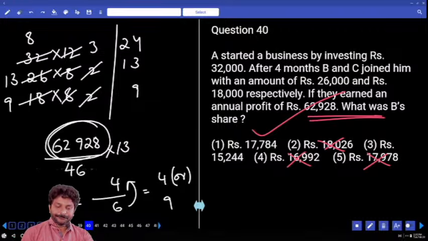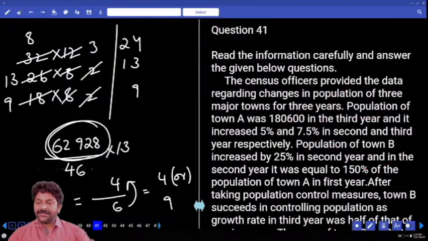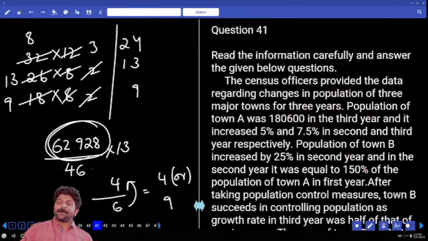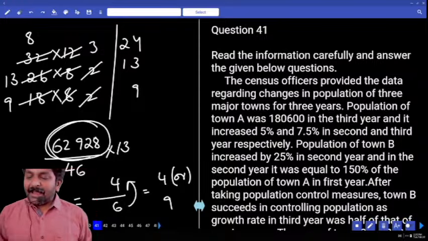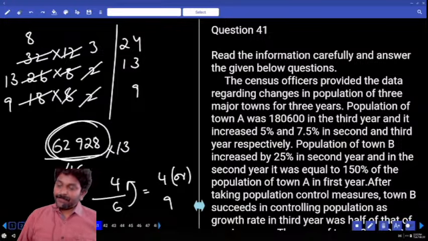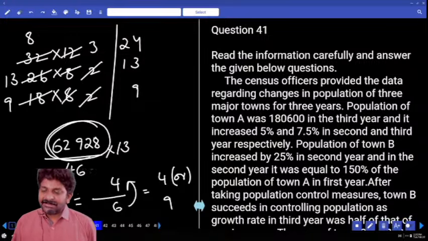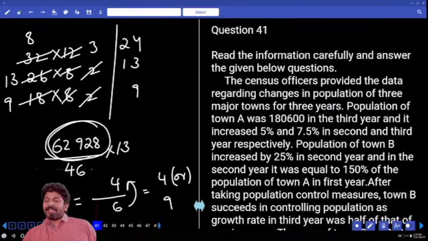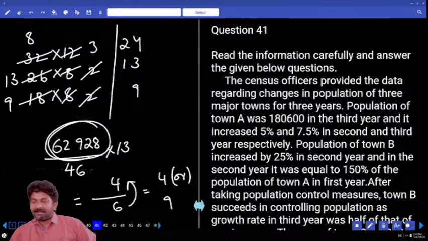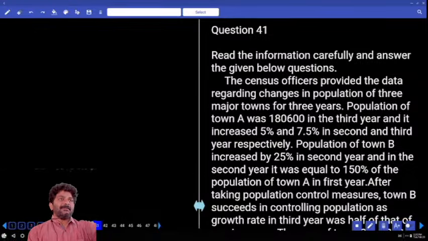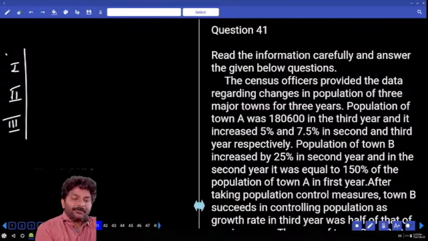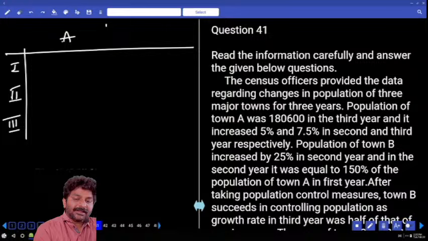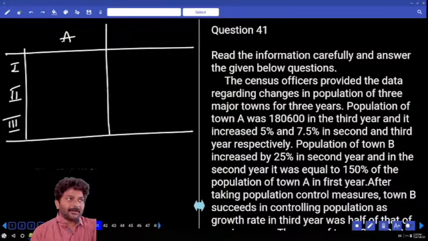Followed? The census officers provided data regarding changes in population of 3 major towns for 3 years. Population of town A was 1,80,600 in the third year, and it increased 5% and 7.5% in the second year and third year respectively. So far, we have complete data about town A. How many years are there? 1, 2, 3. Which year's population is mentioned for town A? Third year.